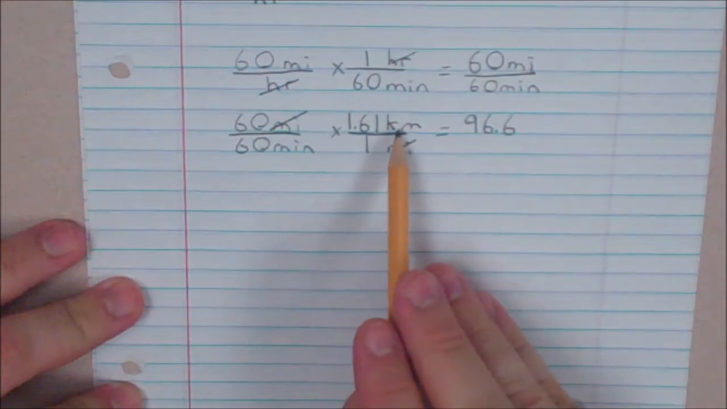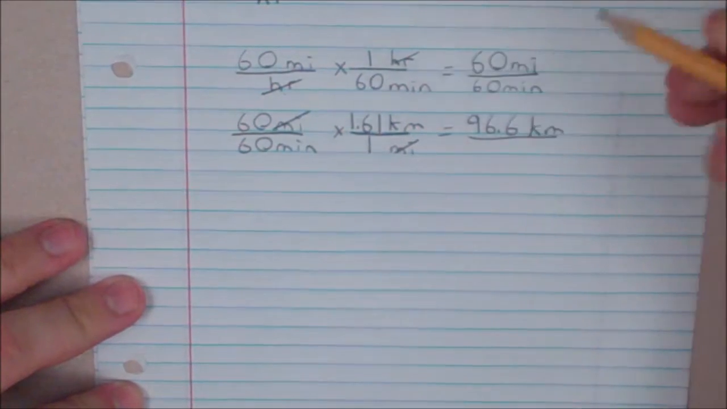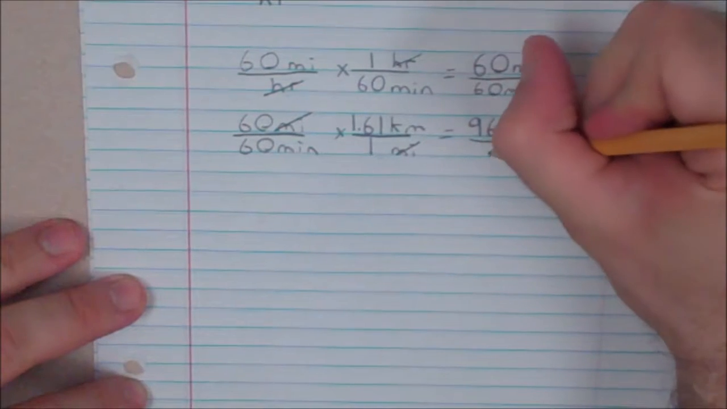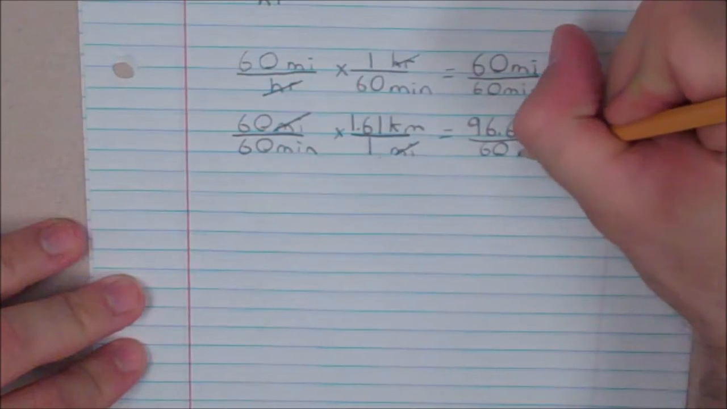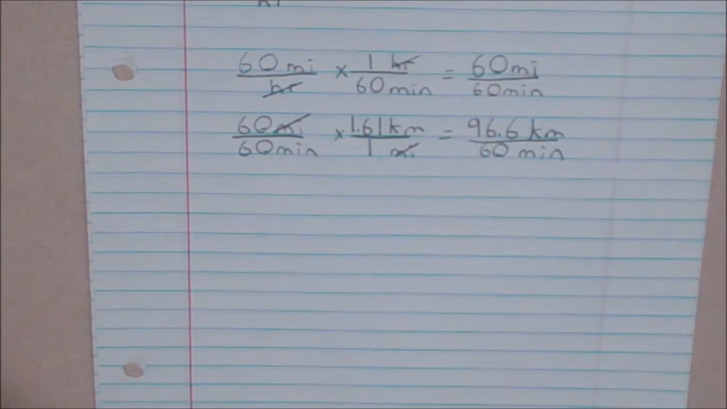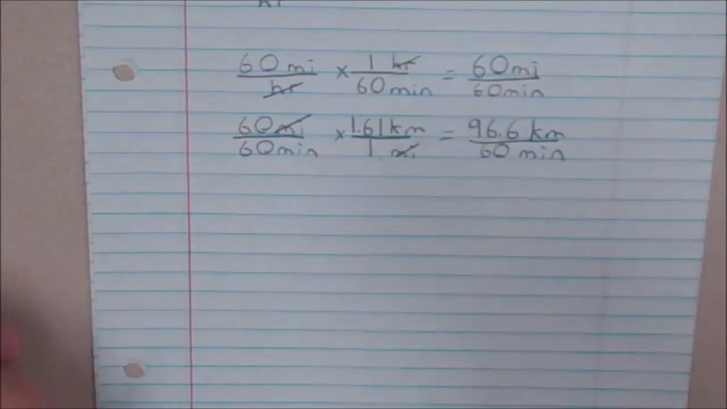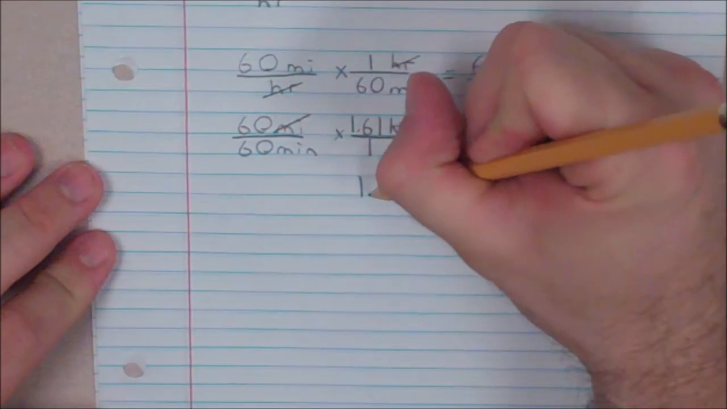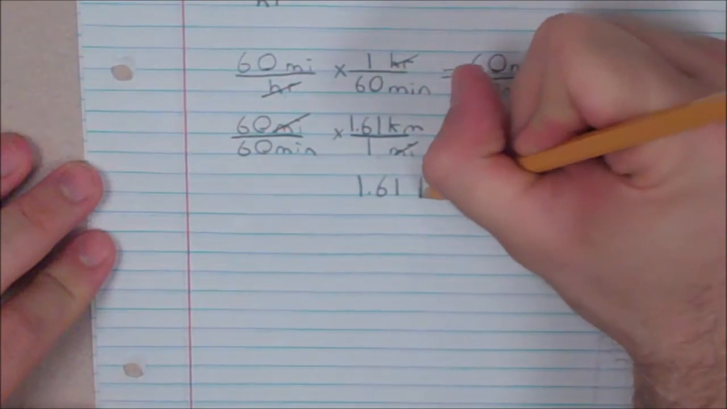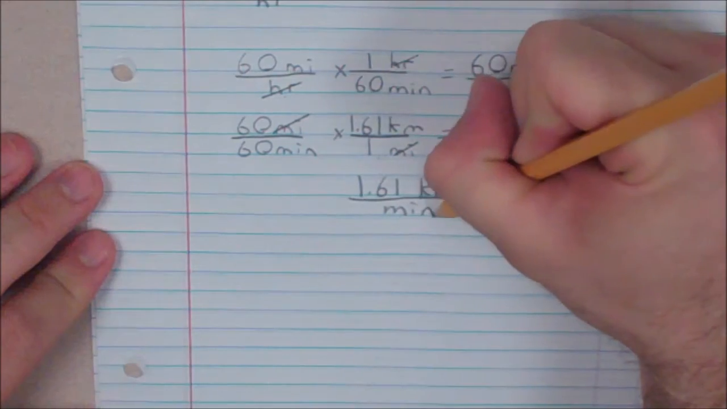The only unit I have left on the top is kilometers, so that goes there. 60 times 1 gives me 60. The only unit left on the bottom is minutes. And now I can divide. So I'm just going to take the top number, 96.6, divided by 60, and I get 1.61 kilometers per minute as my answer.